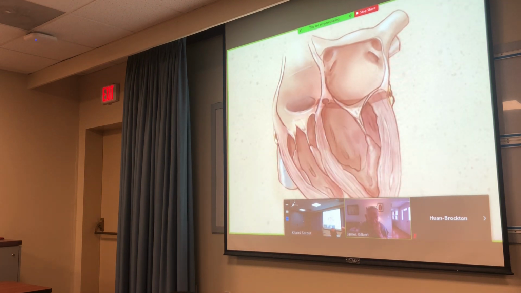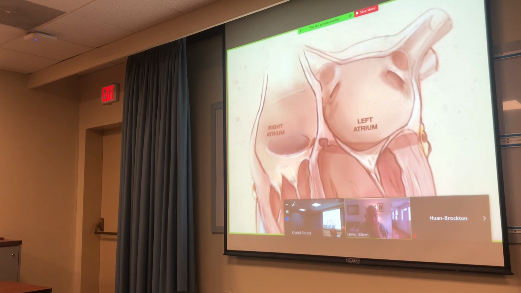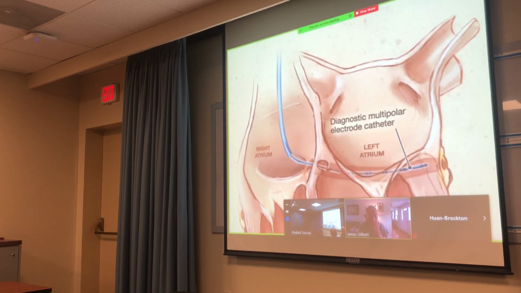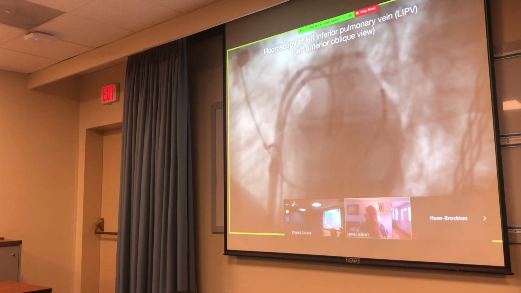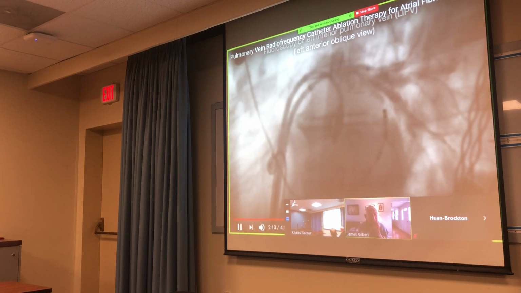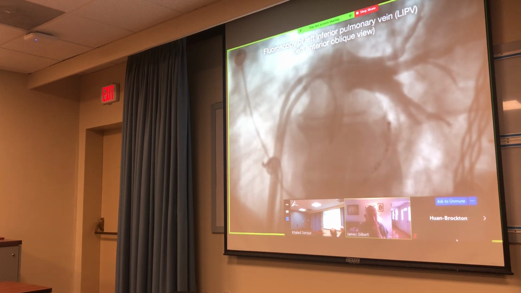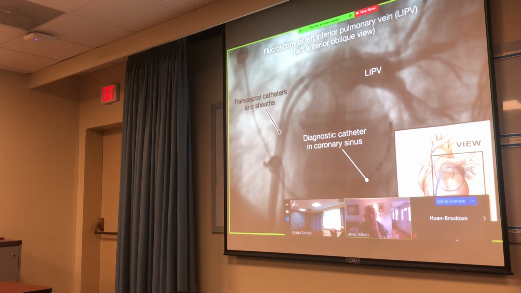Once in the electrophysiology laboratory, vascular access is typically obtained through the femoral vein. The right internal jugular vein is sometimes used as an alternative. A diagnostic multipolar electrode catheter is placed into the patient's coronary sinus to permit pacing and recording of electrical activity in the left atrium. 2 transeptal punctures are performed and sheaths are advanced into the left atrium. A hollow injecting catheter is placed into each of the pulmonary veins, and contrast is injected to outline the size and shapes of the veins. Fluoroscopy is used intermittently throughout the procedure to guide catheter placement, access to the left atrium, and manipulation of the mapping and ablation catheters within the heart.